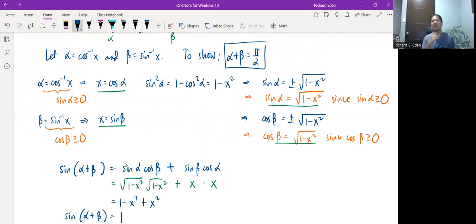Okay, 1. However, are we super done? Ganito. Our goal is to show that alpha plus beta is pi over 2. What we ended up with is the fact that sine of alpha plus beta is equal to 1. Does that mean automatically that alpha plus beta is pi over 2?